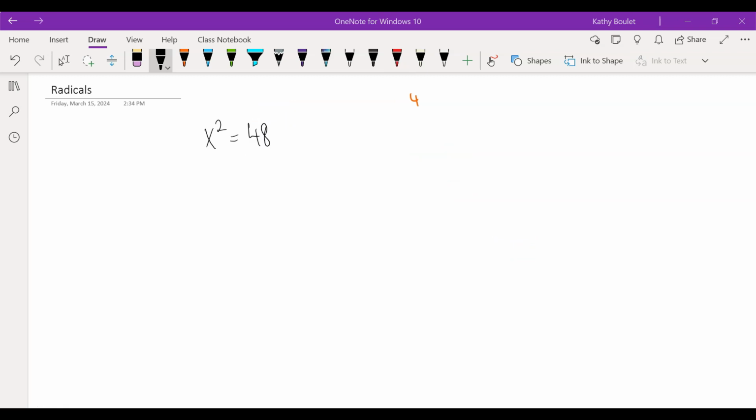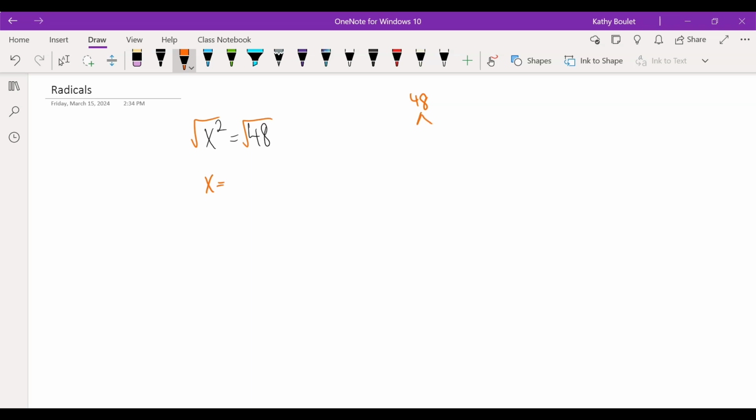Okay, now let's say that we have x squared is equal to 48. So as soon as you see this x is squared, we know that we're going to have to take the square root because that's how you undo the squaring part. Okay, so I don't think 48 is a perfect square. So I'm going to go ahead and write down my x, and I'm going to write down 48 over here.